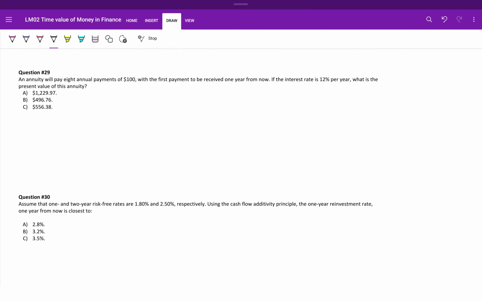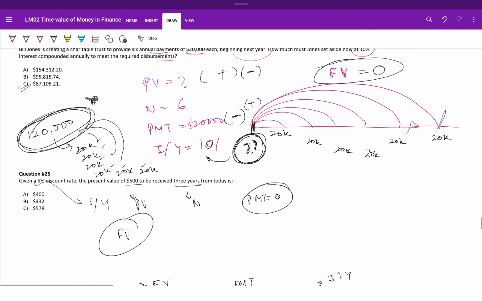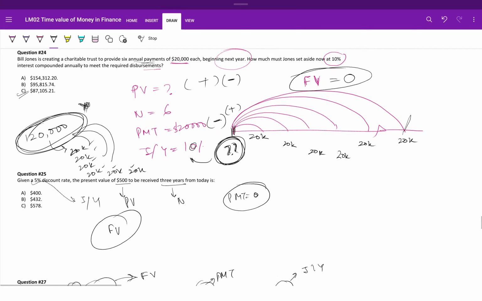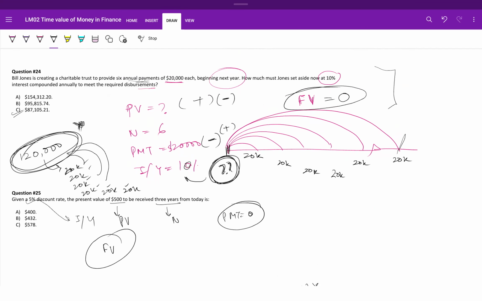Question number 20. Next question. An annuity will pay 8 annual installments. So this is the number of years here. PMT, with the first payment to be received 1 year from now. Interest I/Y. What is the present value of the annuity? This is an annuity, so annuity means the future value is going to be 0. And the question which we discussed earlier is an example of an annuity.